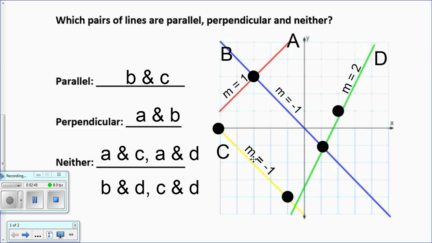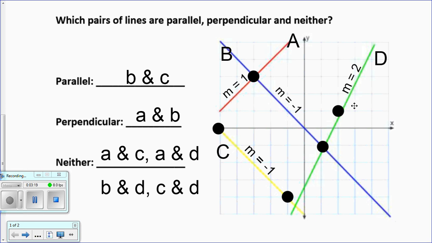Basically, I found the slopes of each of these lines, because that's the only way I'm going to be able to tell if it's parallel, perpendicular, or neither. I just did rise over run. I picked two points off the line; you could have picked something different. So line A, which is this red one right here, came out with a slope of 1. B had a slope of -1. C also had a slope of -1. And D had a slope of 2.